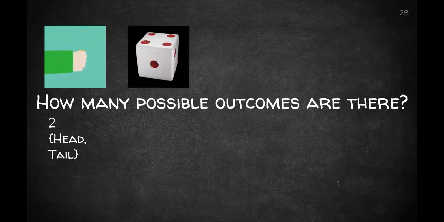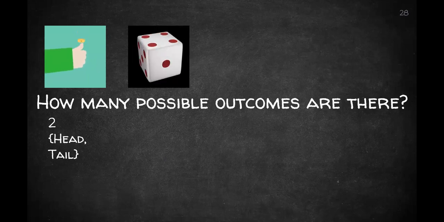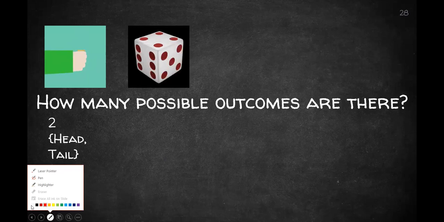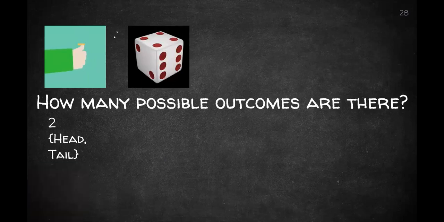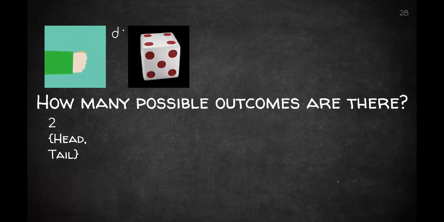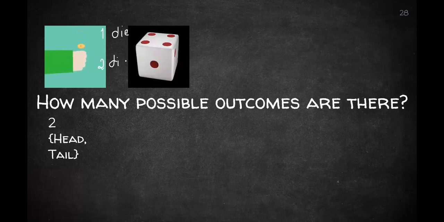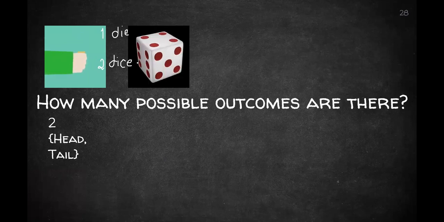Ito kaya. Meron ako ditong die. By the way, die kasi hindi siya dalawa eh. So, pagka singular, we say die. Pagka dalawa, we use dice. Okay, so sana tandaan niyo to from your English class. How many possible outcomes are there in a regular die?